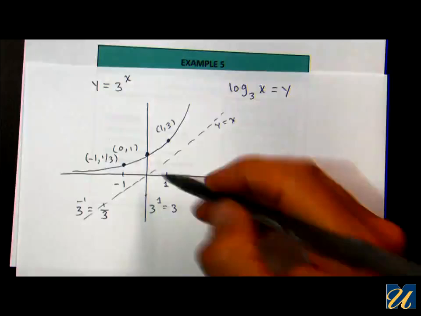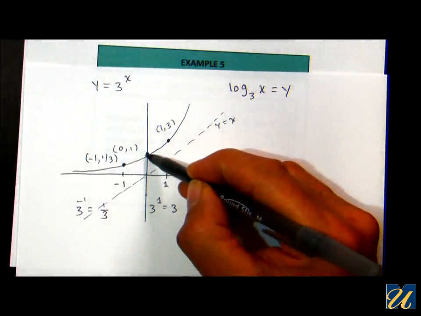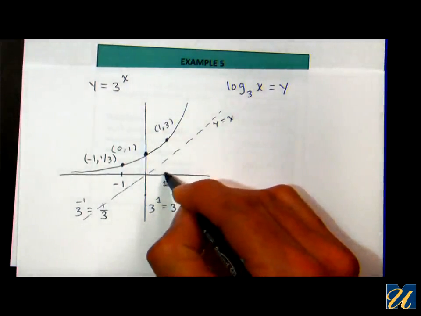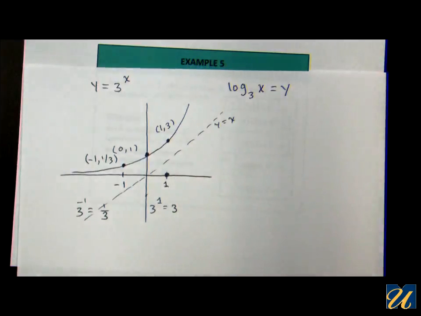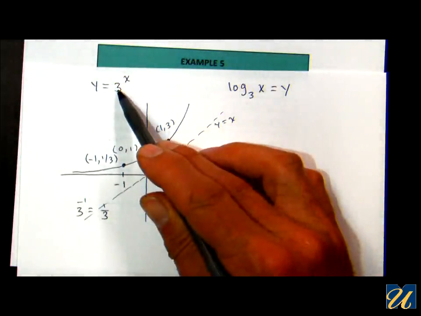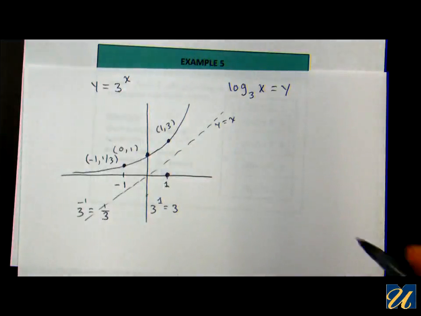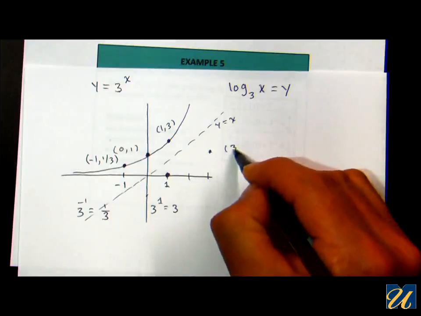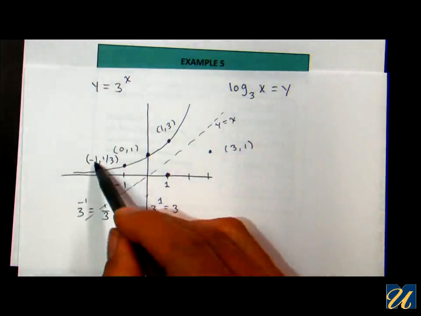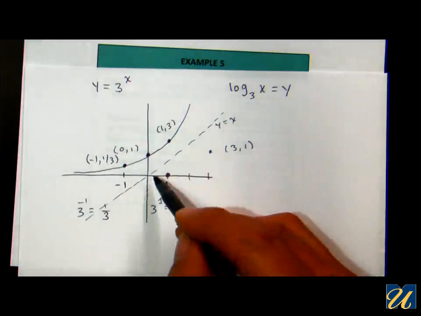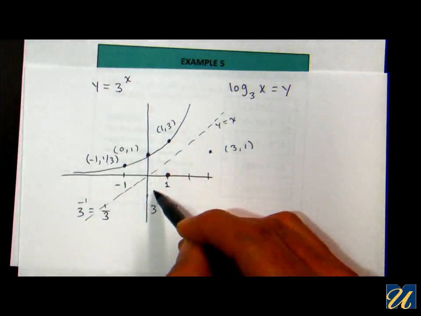So instead of 0, 1 being the y-intercept for 3 to the x, we reverse those coordinates, and now 1, 0 will be the coordinate on the log function. 1, 3 is the ordered pair on the exponential function. Reverse those ordered pairs, and 3, 1 will be the ordered pair on the logarithmic function. And then negative 1, 1/3 becomes 1/3, negative 1. So 1/3 is right here, and negative 1's down there.